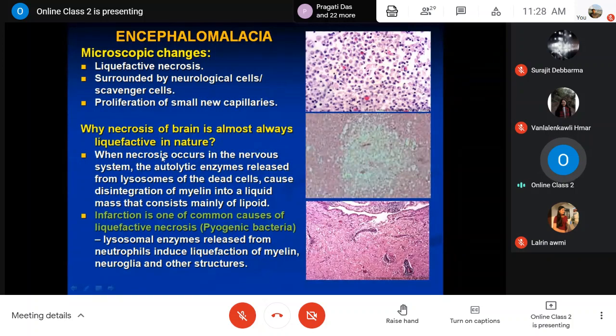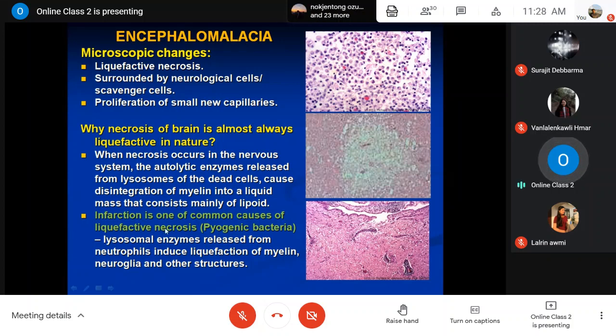And now one question: why is necrosis of the brain almost always liquefactive in nature? As I have already mentioned, if it is necrosed brain tissue, then it is always of the liquefactive type. Why? The answer is, when necrosis occurs in the nervous system, the autolytic enzymes released from the lysosomes of the dead cells, those dead neurons and so on, cause disintegration of the myelin into a liquid mass which consists mainly of lipid. So that is number one reason.